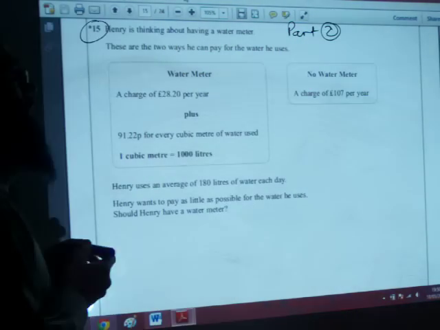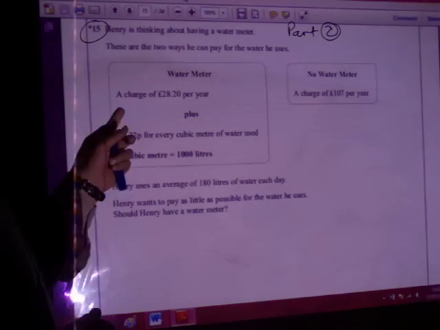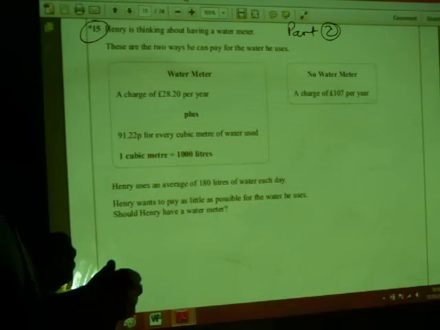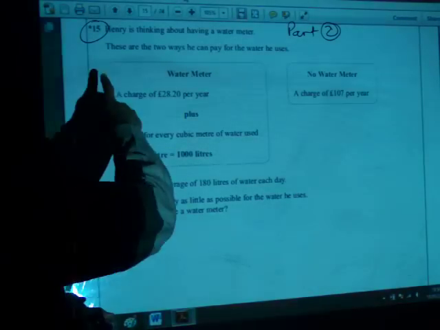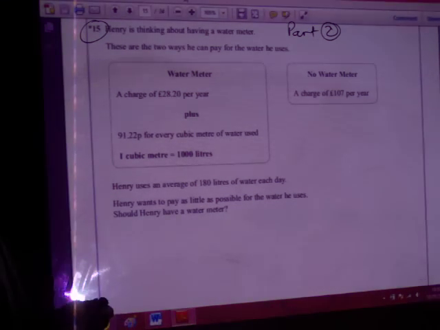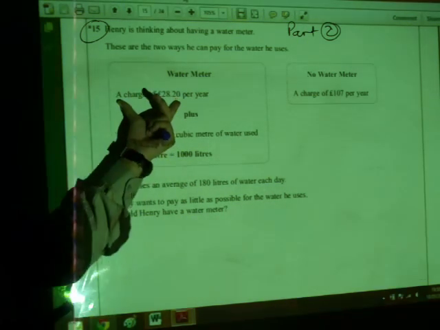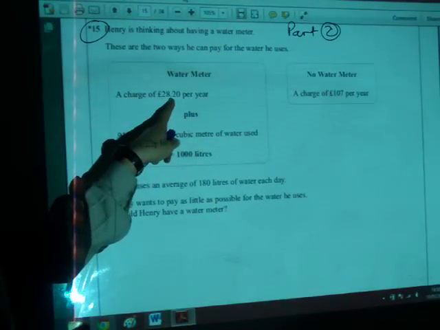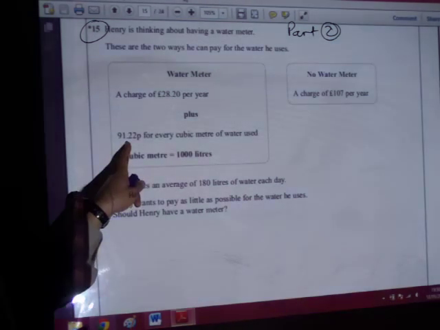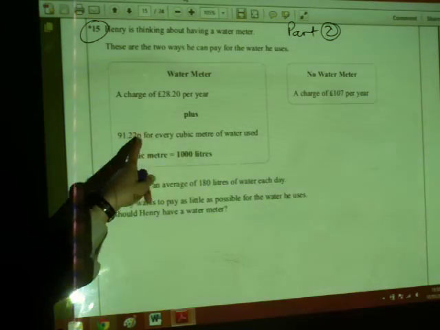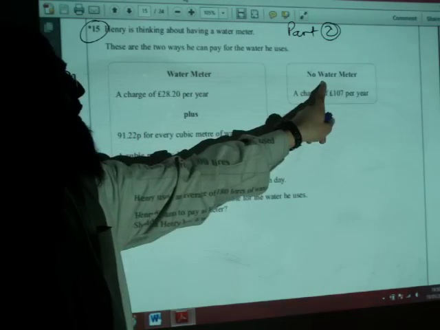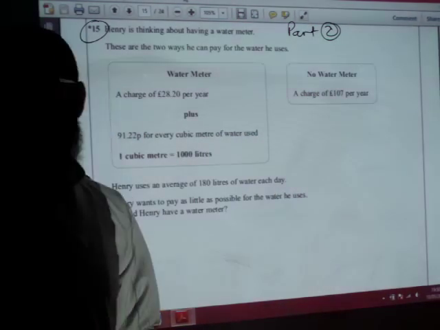Okay, that was the end of the first video. Right, welcome back. Henry's thinking about having a water meter. These are the two ways he can pay for the water he uses. One is using a water meter with a £28.20 fixed charge plus a charge per cubic meter. The other is no water meter and a charge of £107 per year.